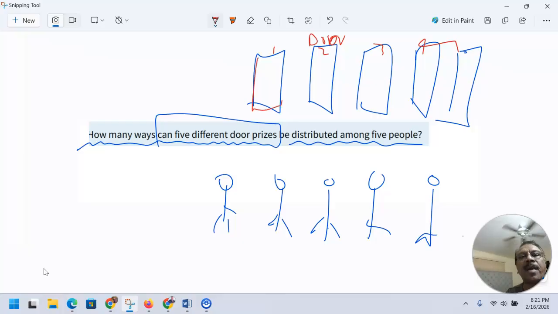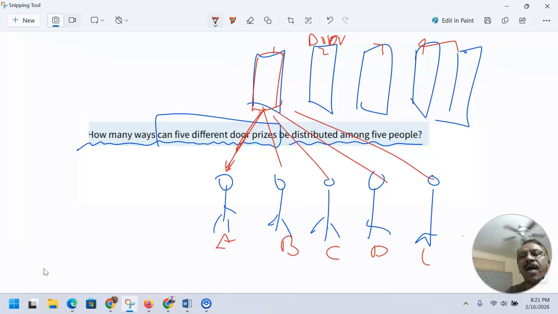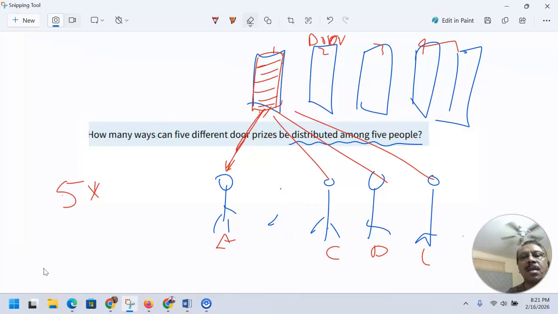Now the first door prize could have gone to A, B. I can call them A, B, C, D, and E. So this could have gone to any one of them. See, so they have 5 options. So the first one is 5. Once this door prize is already given, maybe it has gone to this guy, so I'll take him off.